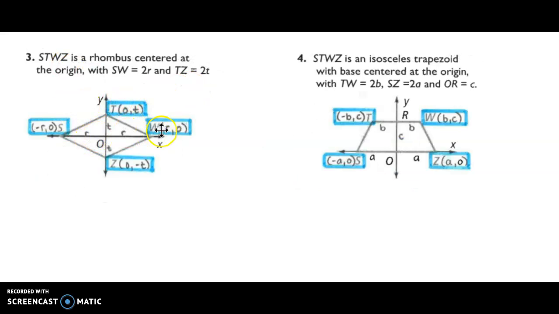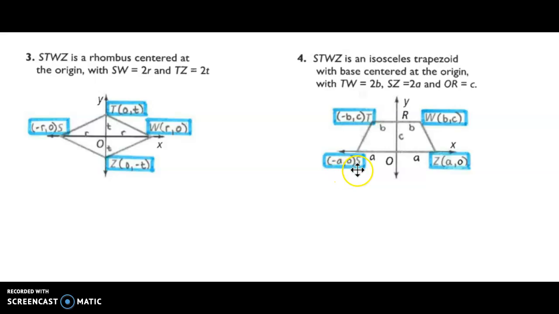And with the rhombus also, we know that in a rhombus all sides are congruent. And they also tell you that SW is 2r, so that means, remember, diagonals of a rhombus bisect each other. So the 2r gets split to r and r, the 2t gets split to t and t, and so therefore you have these coordinates here.